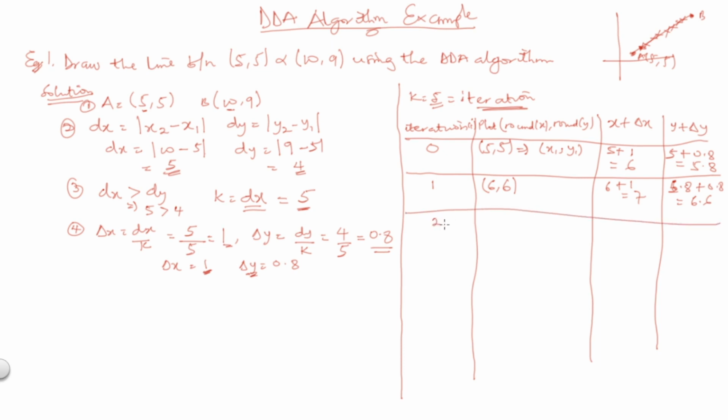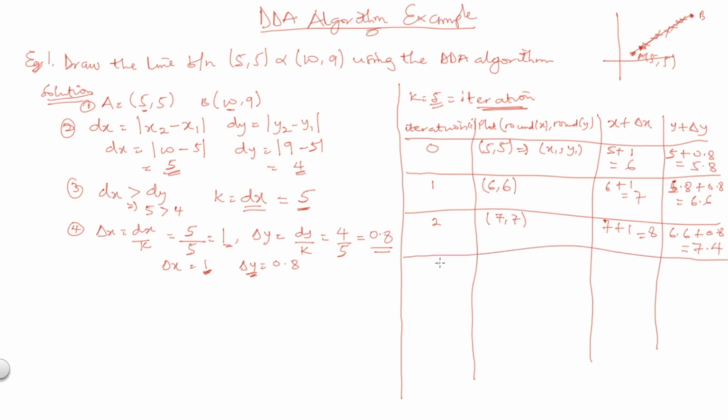For iteration 2, the new coordinates will be represented as 7, and a rounded figure of 6.6 making 7. And for x plus change in x, we will have 7 plus 1 making 8, and 6.6 plus 0.8 making 7.4. So that is the second iteration.